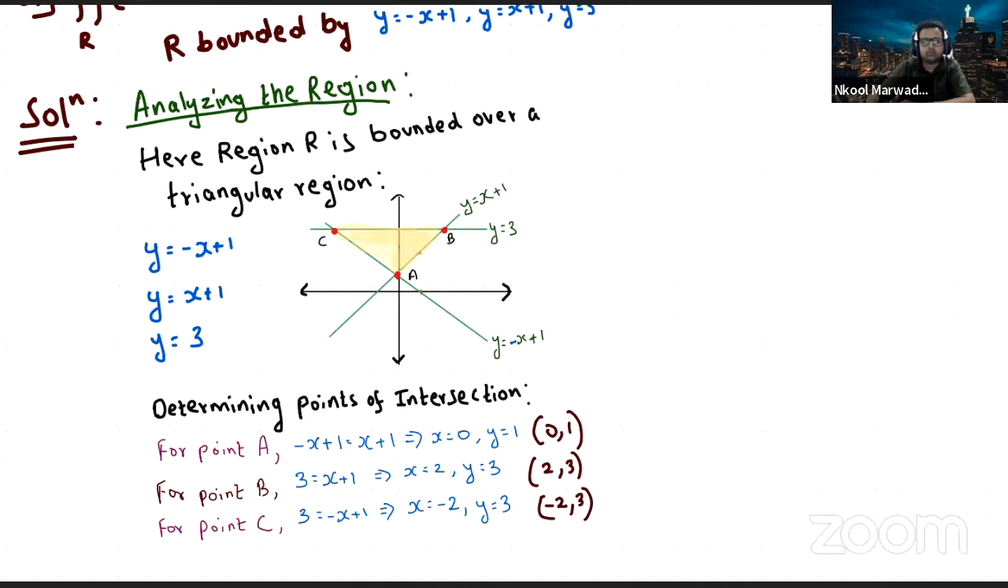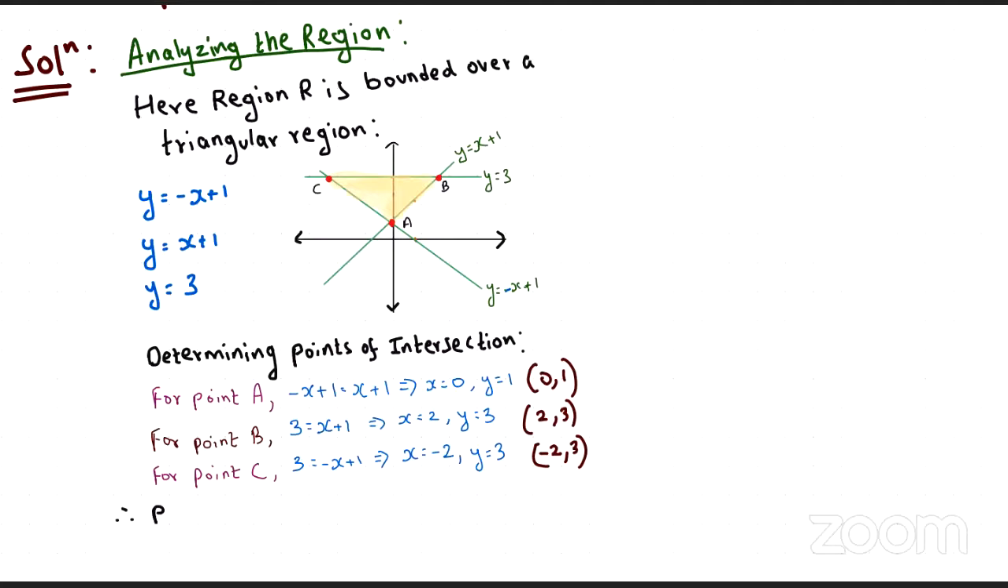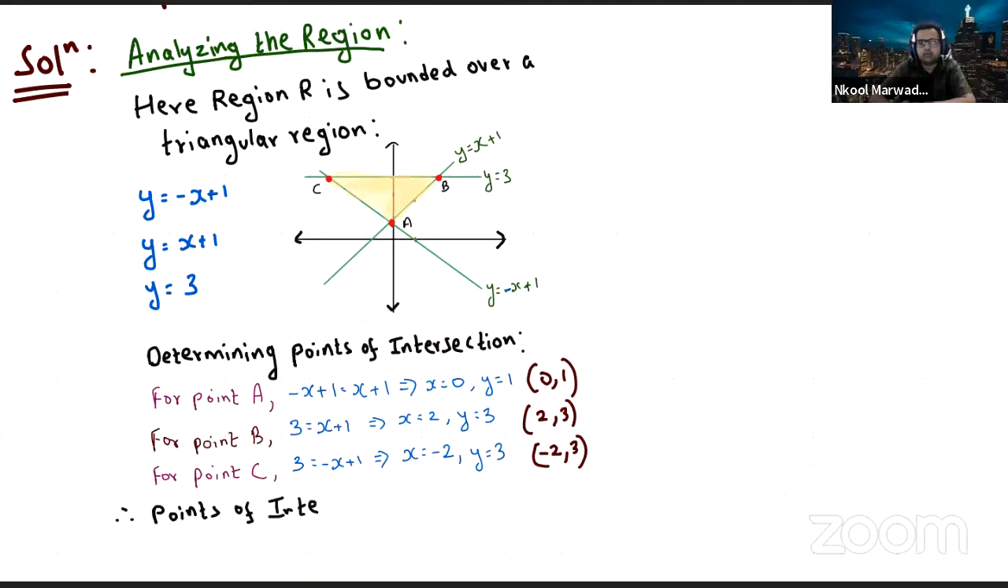So we can say that therefore the points of intersection are 0, 1, 2, 3, minus 2, 3. These are the points of intersection, isn't it?